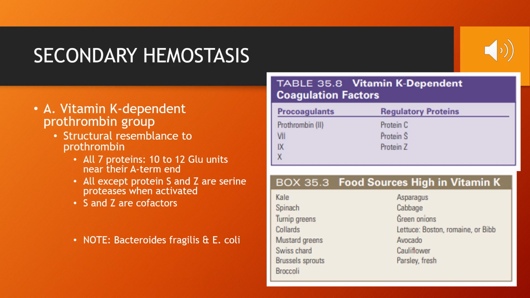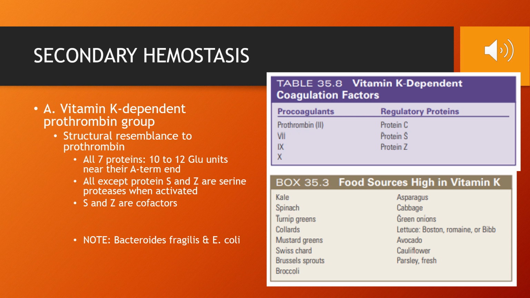So we have what we call the vitamin K dependent prothrombin group. These are the factors that require vitamin K to generate a functionally active protein. Namely, prothrombin, factor 2, factor 7, 9, 10, and the regulatory proteins, protein C, protein S, and protein Z. So these are all vitamin K dependent.